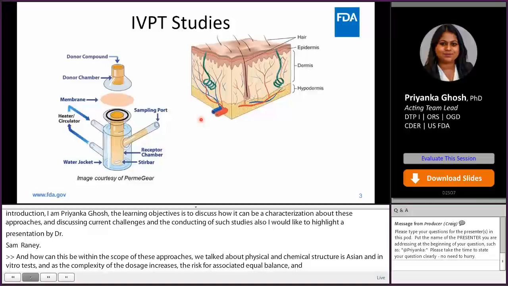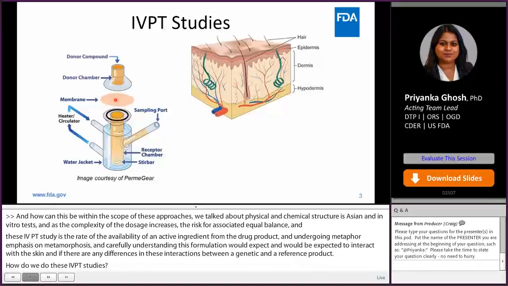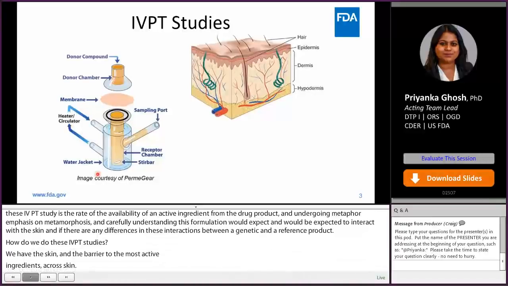Now, how do we do these IVPT studies? We have the skin. We have the topmost layer of the skin, which is the stratum corneum barrier, which is the barrier to most active ingredients that permeate across the skin. And in an IVPT study, we take the skin, we use it as a membrane as opposed to the non-rate limiting membrane in an IVRT study. We apply a finite unoccluded dose which can undergo metamorphosis, and we have a physiologically relevant receptor solution.